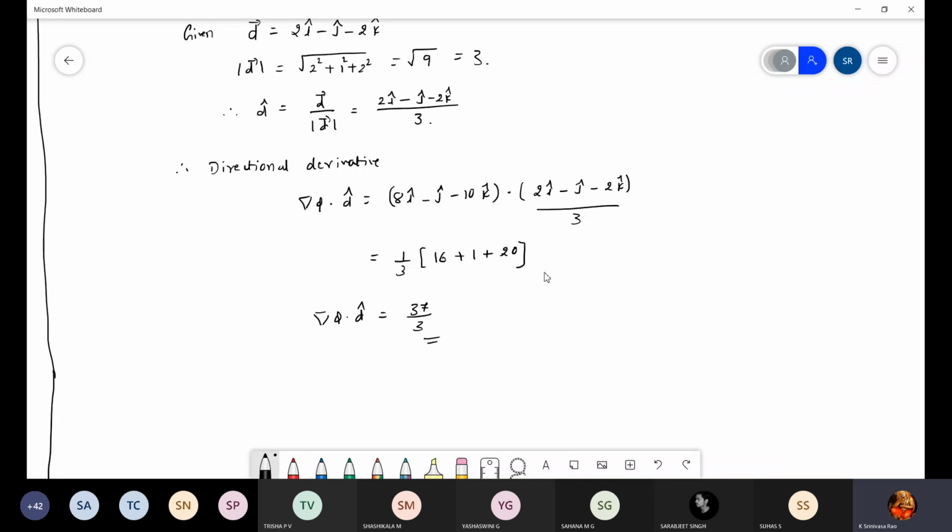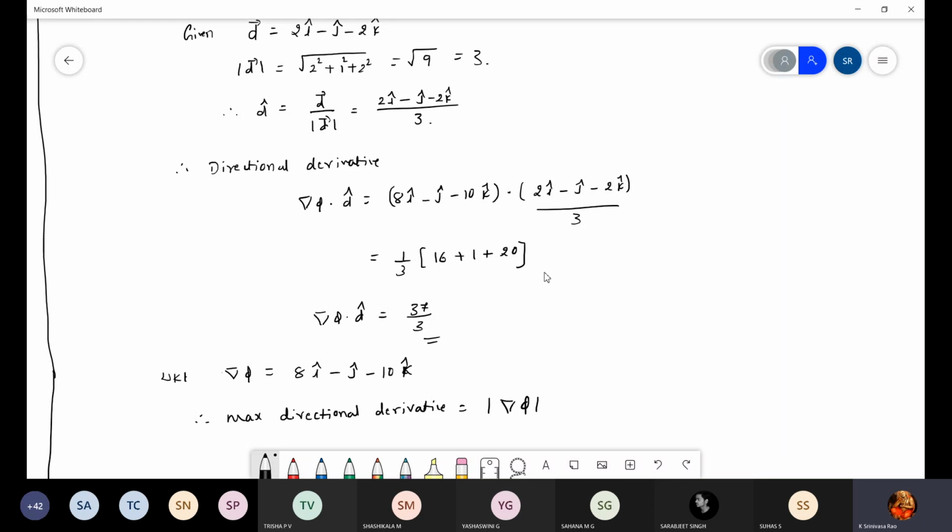Now one more question is there. Write down the maximum directional derivative. What is grad phi? We know that grad phi equals 8i minus j minus 10k, after substitution of the numbers x, y, z. Therefore, the maximum directional derivative is equal to the magnitude of grad phi.